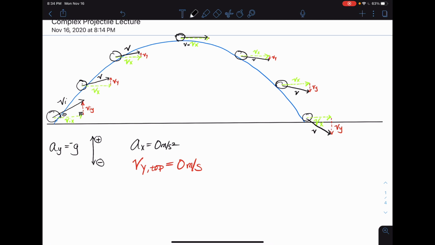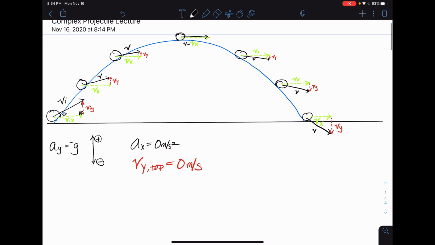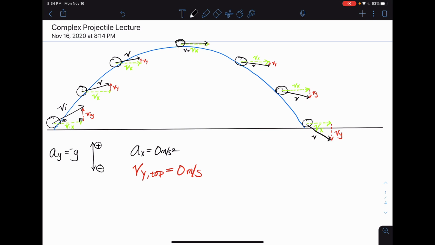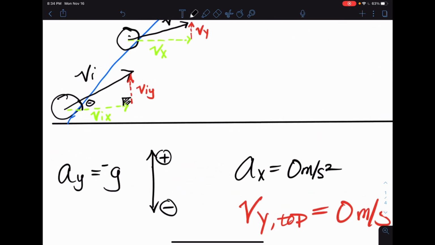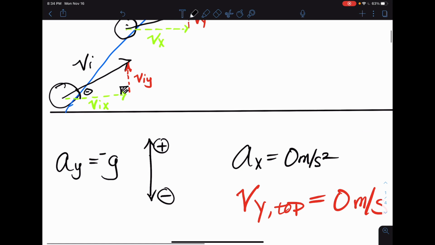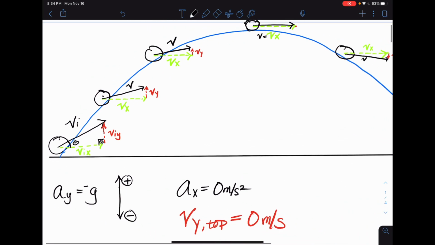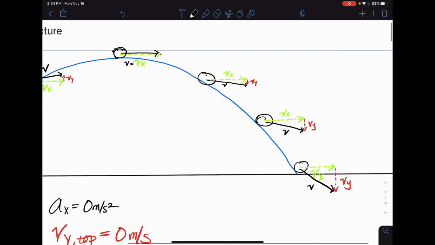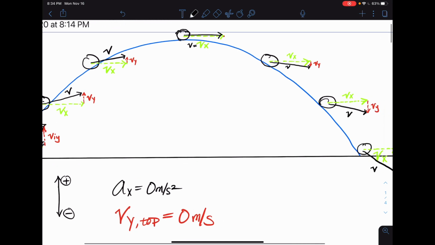The total velocity vectors of the ball throughout this parabola, this complex projectile motion. You have the fact that the y velocity is decreasing on the way up, the ball stops at the top and then increases its y velocity in the negative direction on the way down, because it's accelerating in the y direction at negative g the entire time. And because the acceleration in the x direction is 0 the entire time, the x velocity doesn't change, that Vix is equal to Vfx is equal to any of these Vx's the entire time.